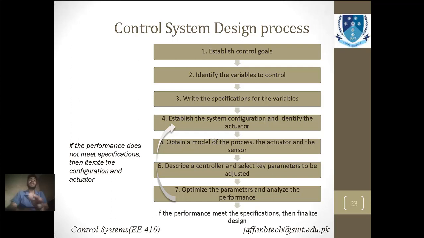Level 6 is basically that you have to design a controller and select the key parameters to be adjusted. You will see how the control system is responding, and with the output of that system, you will have to design a controller that will manipulate some variables according to your choice. By manipulation I mean you have to modify or adjust some parameters so that the output of the system will be equal to the desired output of your choice. And at the last, you have to optimize the parameters and analyze the performance.